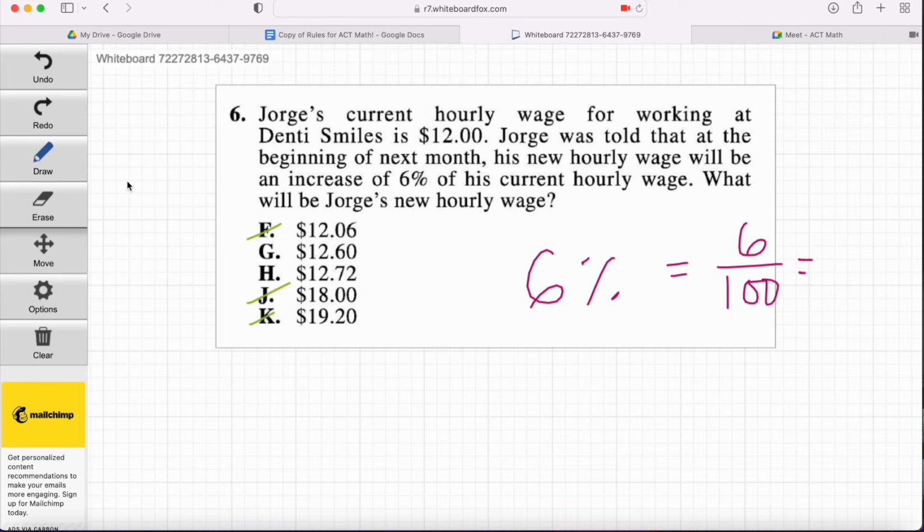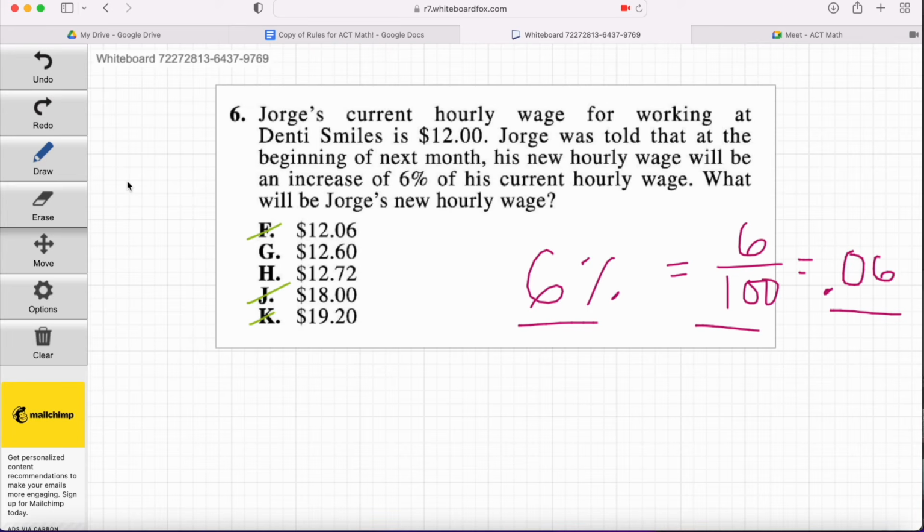Which would be 0.06. 0.06 is 6%. It's the same, just as it's 6 divided by 100. Those are all equivalent, because percent means divided by 100. So if you see any percent, like 12% of something, just divide 12 by 100, and you get 0.12.